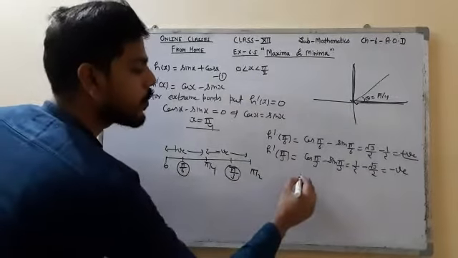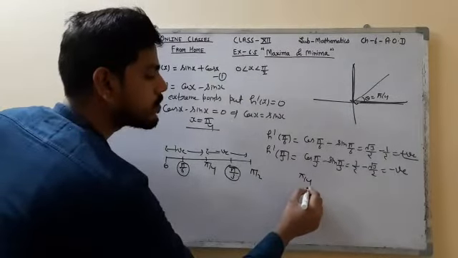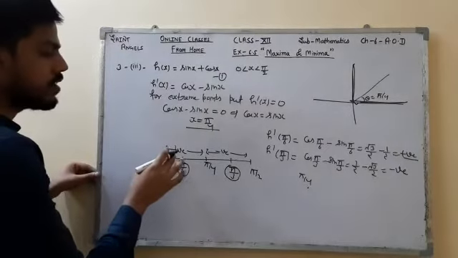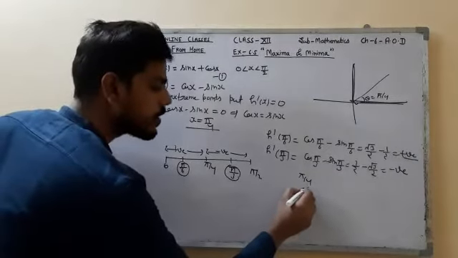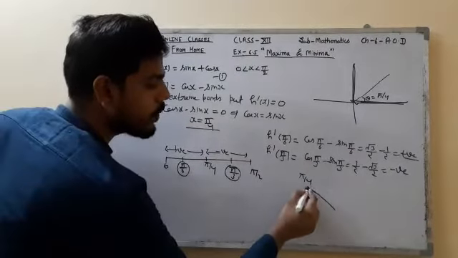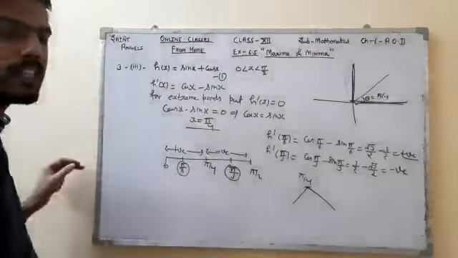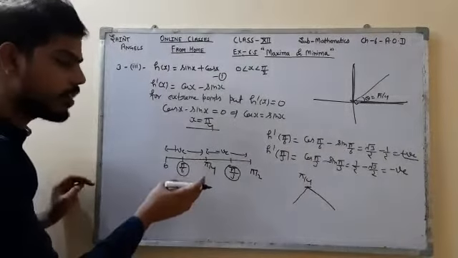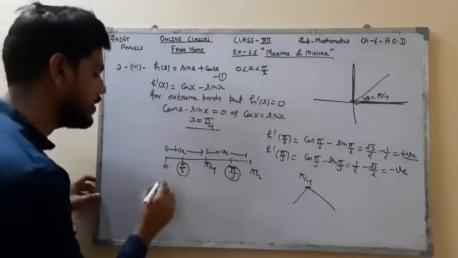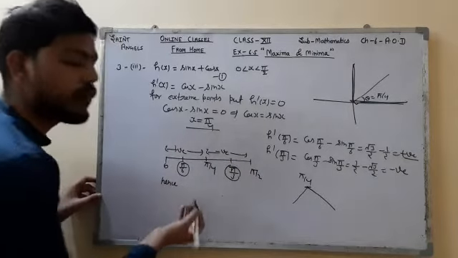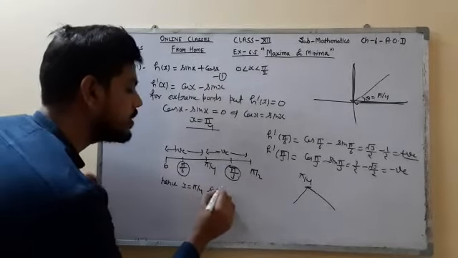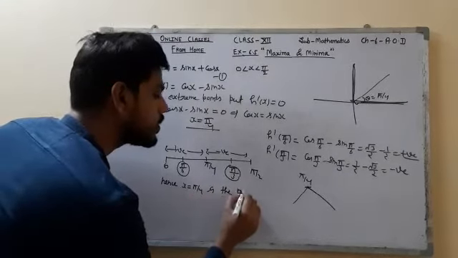Suppose this is the point pi by 4. To the left side of the point the slope is upward, and to the right side of the point the slope is downward. So pi by 4 would be the point of maxima, since the slope of the function from left to right is changing from plus to minus. Hence by the first order derivative test, x equals pi by 4 is the point of maxima.